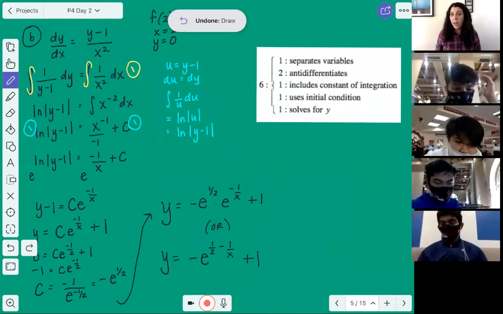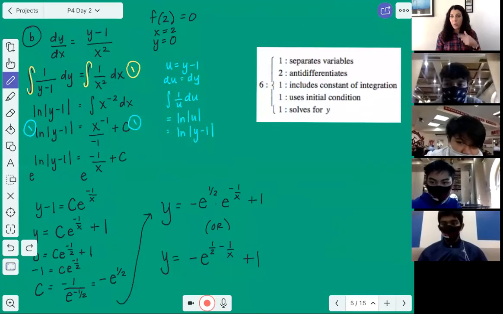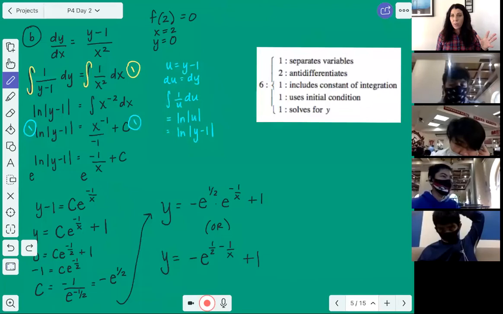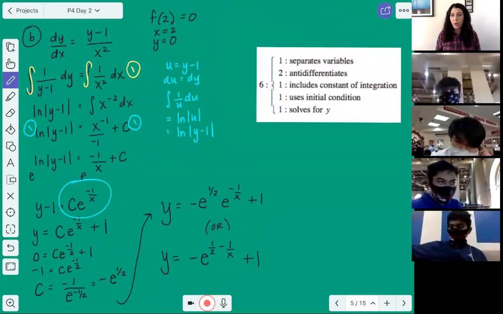Yeah, no problem. Okay, I skipped over the step that Carlos just said. So we talked about this in class that you're doing like times e to the c. I skipped over that whole thing and skipped right to c times e to the negative 1 over x.